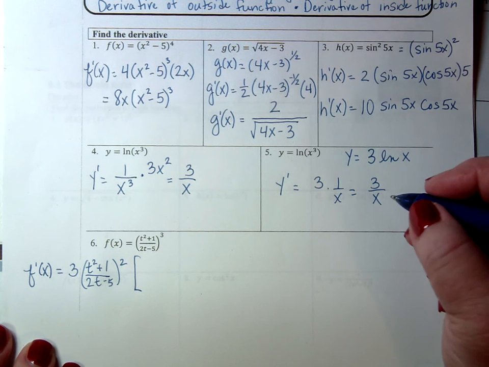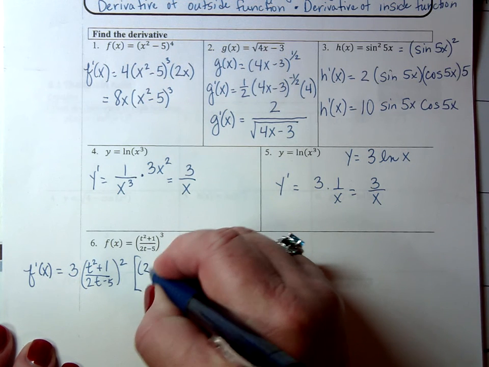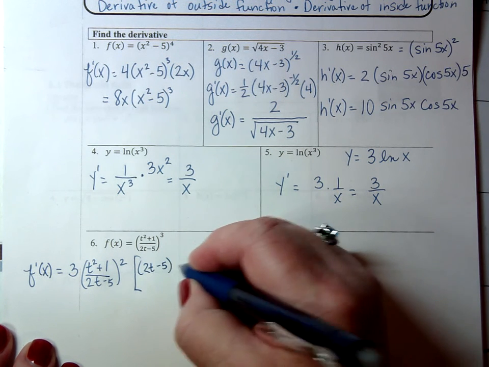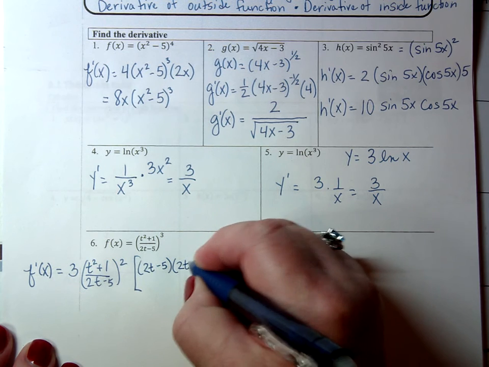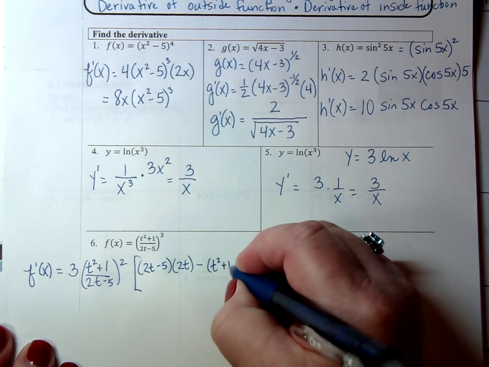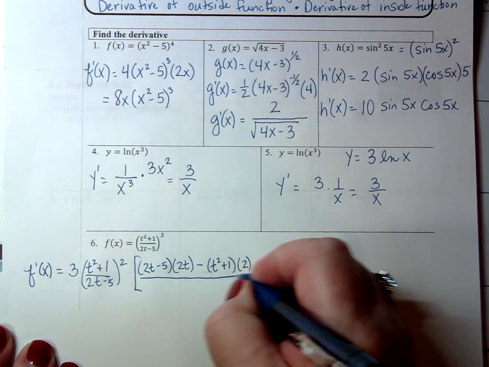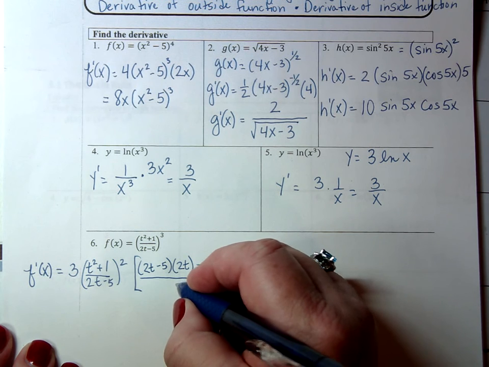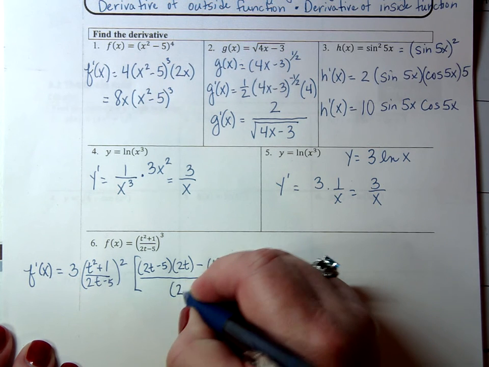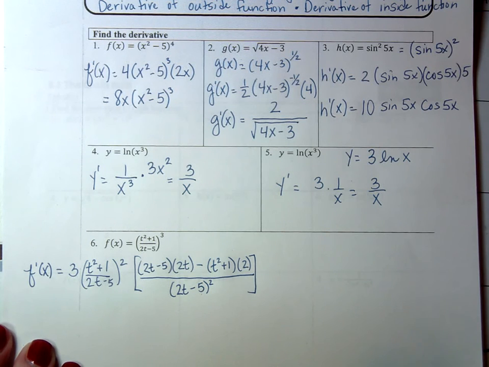That requires me to use the quotient rule. So I go, ho, 2t minus 5. D high, 2t. Minus high, t squared plus 1. D ho, 2. All over the bottom squared, ho ho, (2t minus 5) quantity squared. There's my setup for the quotient rule.